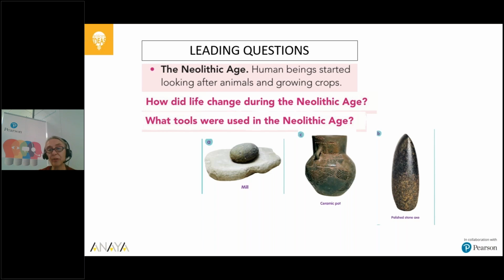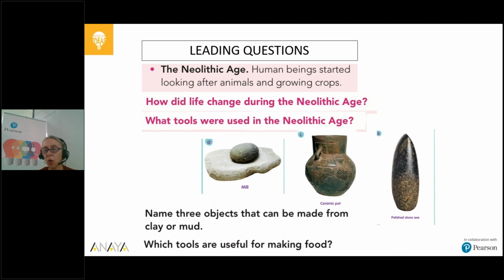And once we've presented some new information, we want to throw it back at them and get them to start really chewing this information over and producing more questions and answering questions. What other objects can be made from clay or mud? What do you think people made from clay or mud in the Neolithic age? Bricks, houses, plates. What tools are useful for making food? A mill to grind the grain down and make flour, a pot for transferring liquids. And all this helps children to imagine life in the Neolithic age, gets the cogs turning and the higher order thinking skills being activated. So leading questions are very important.